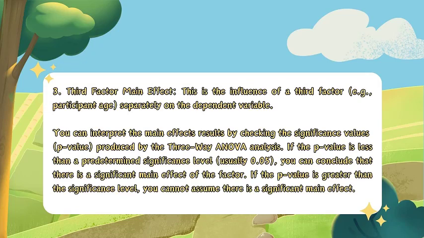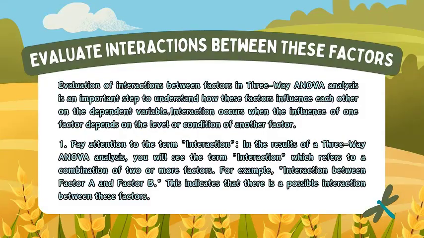You can interpret the main effect result by checking the significance values or p-value produced by the three-way ANOVA analysis. If the p-value is less than a predetermined significance level, usually 0.05, you can conclude that there is a significant main effect of the factor. If the p-value is greater than the significance level, you cannot assume there is a significant main effect.